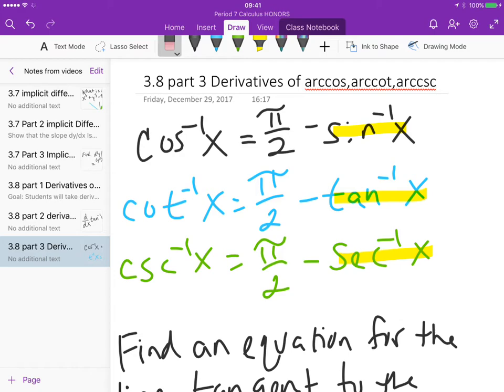So let me preface this lesson by saying, if you recall from our previous videos, we showed a proof as to how we derive the formulas for finding the derivative of arctangent, arcsecant, and arcsine. And we could do the exact same thing with implicit differentiation for cosine, cotangent, and cosecant, okay?